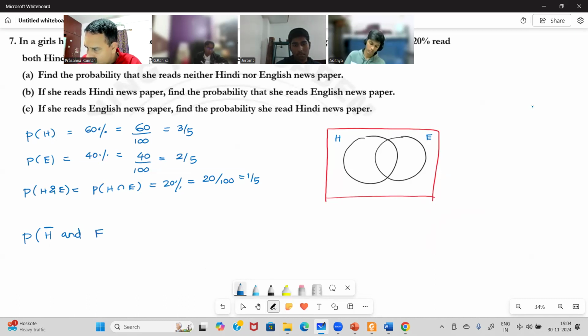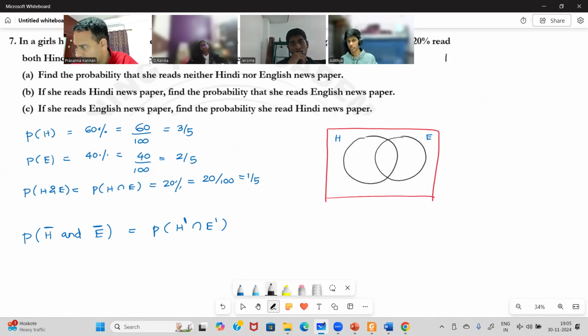And not English also. So neither Hindi nor English means H bar and E bar. Or in other words, I can write P of H bar, or I can write H dash intersection E dash, right? Because and refers to what? Intersection. This means the student neither reads Hindi paper nor English paper. Is it clear, Anika? Yes, sir. What about Jerome? Yes, sir. Aditya? Okay. Do you remember something called De Morgan's law, which you have learned in your first year?